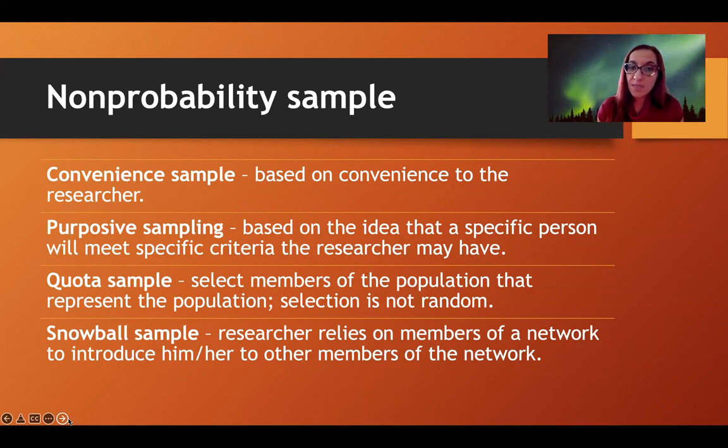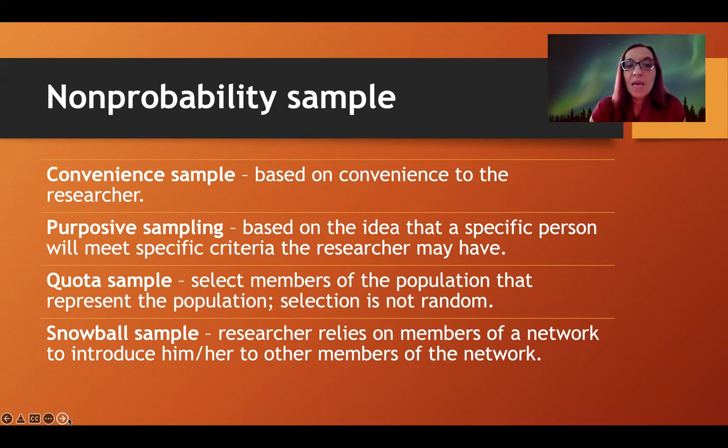When it comes to quota samples, you select members of the population that represent the population, but this selection is not random. So let's say there are 20% of males and 80% of females on this campus. I'm going to make sure that in my sample, I have 20% of males and 80% of females, but they will not be randomly selected.